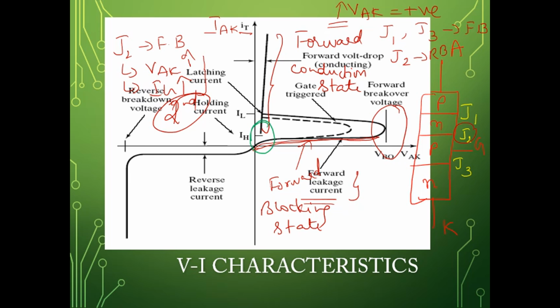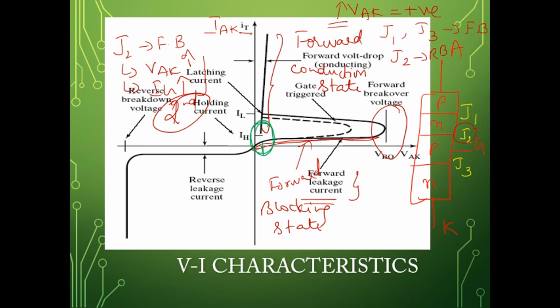Once the device starts conducting, the forward voltage drop is very less. This is somewhere here, around 0.5 to 1. Always remember that once the thyristor starts to conduct, the forward voltage drop across the thyristor will be in the region of 0.5 to 1. Usually 0.7 to 1 volt you will have, and you can see the current is very high.